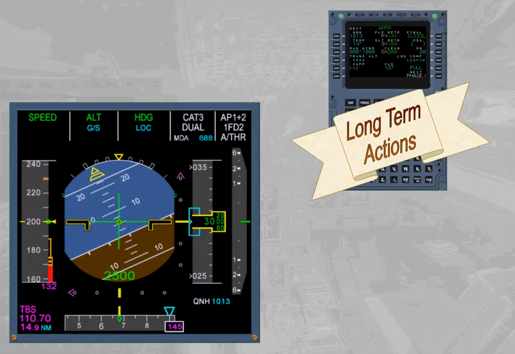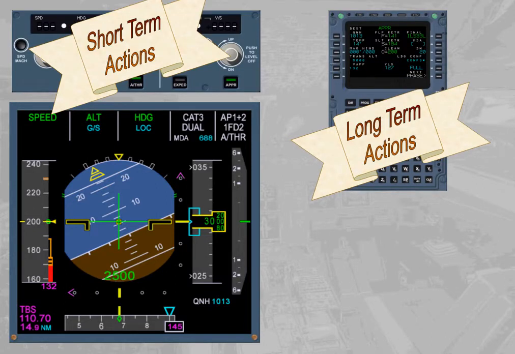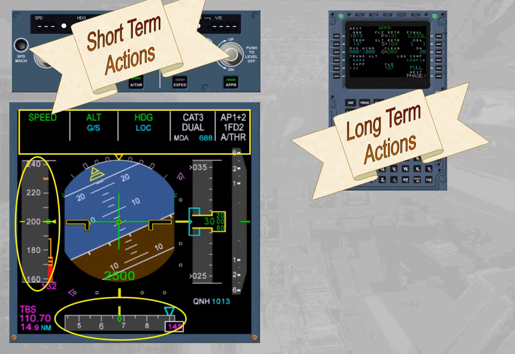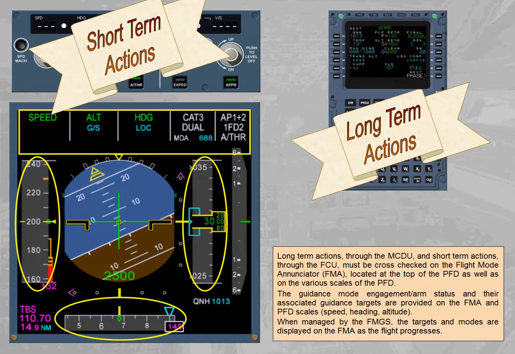Long-term actions through the MCDU and short-term actions through the FCU must be cross-checked on the Flight Mode Annunciator, FMA, located at the top of the PFD, as well as on the various scales of the PFD. The guidance mode engagement arm status and their associated guidance targets are provided on the FMA and PFD scales: speed, heading, altitude. When managed by the FMGS, the targets and modes are displayed on the FMA as the flight progresses.